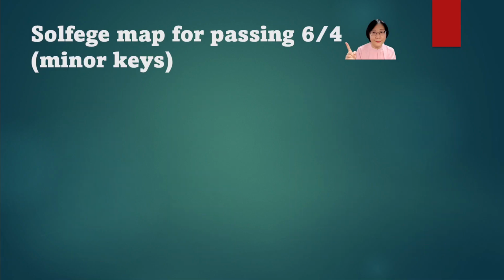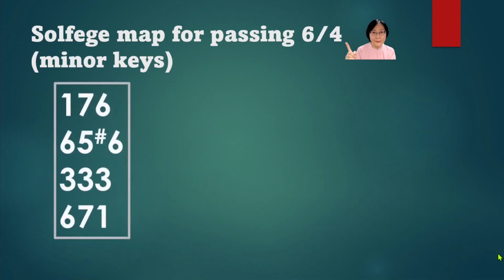Solfege map for passing 6/4 in minor keys are the same, but the solfege changes because we sing La as the first note in minor scale. So it becomes La, Ti, Do, Do, Ti, La, La, Si, La, Mi, Mi, Mi. The Si is the leading note. Remember to sharpen the leading note in minor keys. This is 1 5C 1B.